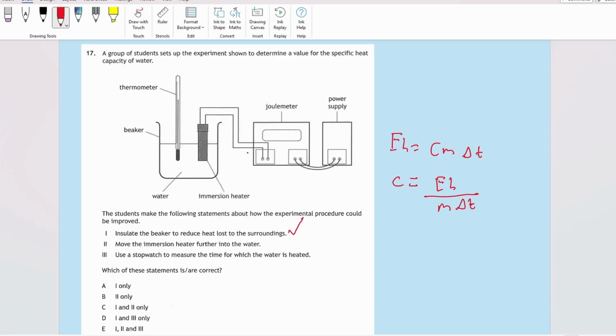as if heat is lost to surroundings, then more heat energy is required to heat the water. 2 is also correct because this also prevents heat energy from being dissipated up here, up here. So if we move that closer in, more energy will go to it and give a more accurate reading of our joule meter. And 3 is incorrect because there is no need for time or seconds in our specific heat capacity. So 1 and 2 are correct, and that gives us C.